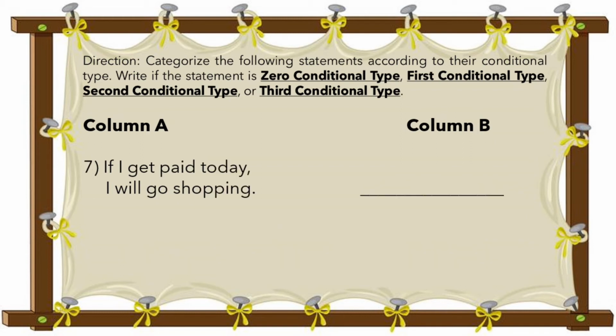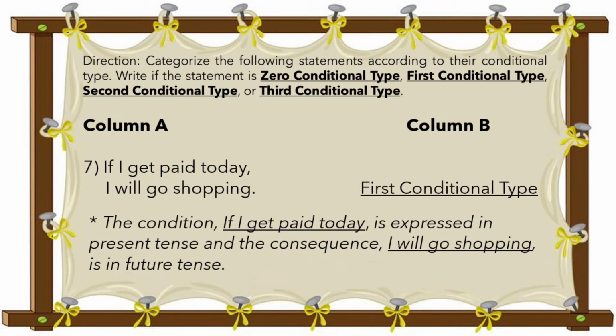Number 7. If I get paid today, I will go shopping. What is your answer? Good job! It's first conditional type. The condition, if I get paid today, is expressed in present tense, and the consequence, I will go shopping, is in future tense.